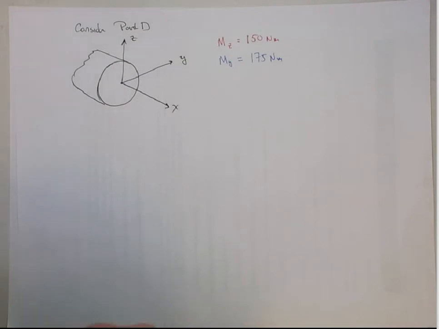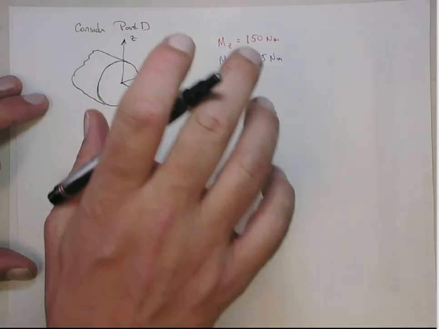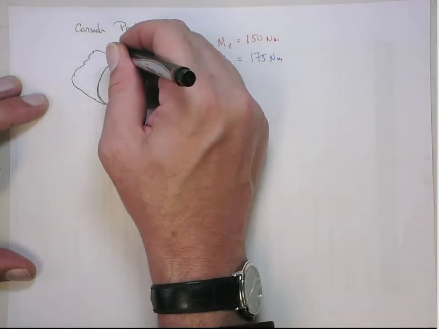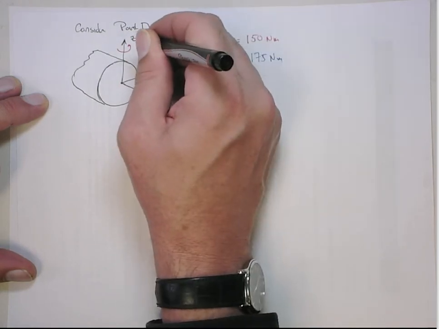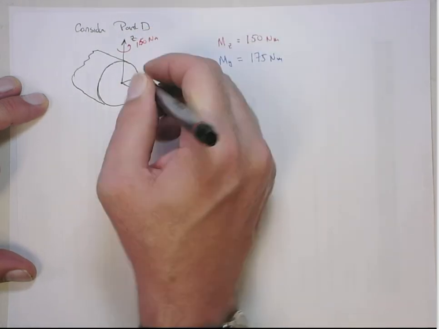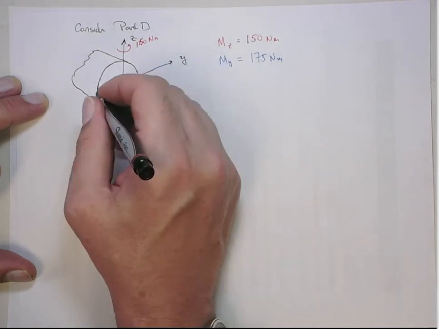So let me draw those stresses, okay? So let's first do the moment around the Z. So that's in red. So that's a moment like this of 150 Newton meters. So that means this side's going to be in compression, this side's going to be in tension.